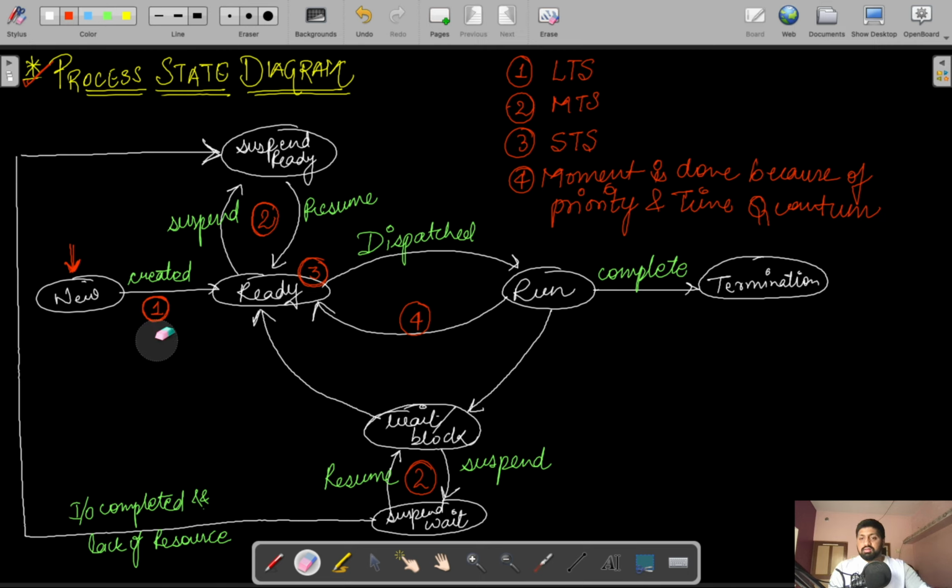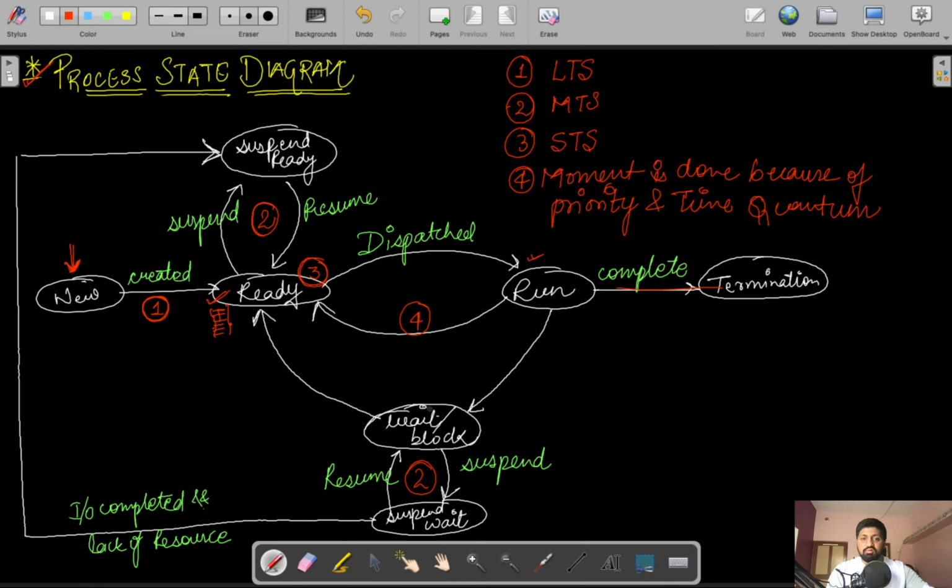Now once the process is created, it is moved into the ready state. In the ready state there are multiple processes in the queue. For selecting one process from this queue, it needs to dispatch one of the processes onto the running state. In the running state it is executed for some time, and when execution terminates, it goes into the termination state. So this is the simple flow of a process if there is no preemption and nothing is suspended: new, ready, running, and termination.